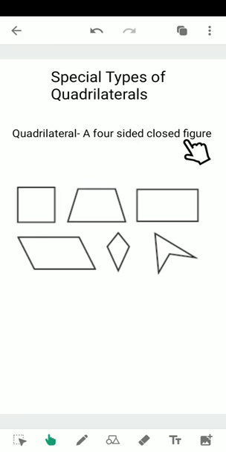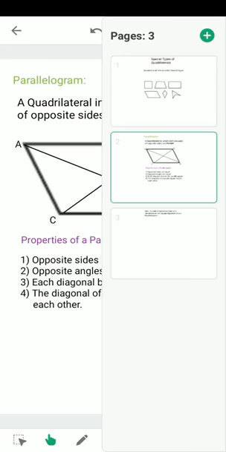I have tried to show some examples of quadrilaterals. Here is one example, a square. One more example is a rectangle, and one more example is a parallelogram. As the chapter name suggests, it's special types of quadrilaterals. Over this module, or over this week, we'll be focusing on some of the special types of quadrilaterals. One such special type of quadrilateral is the parallelogram. So let us begin our discussion on parallelogram.